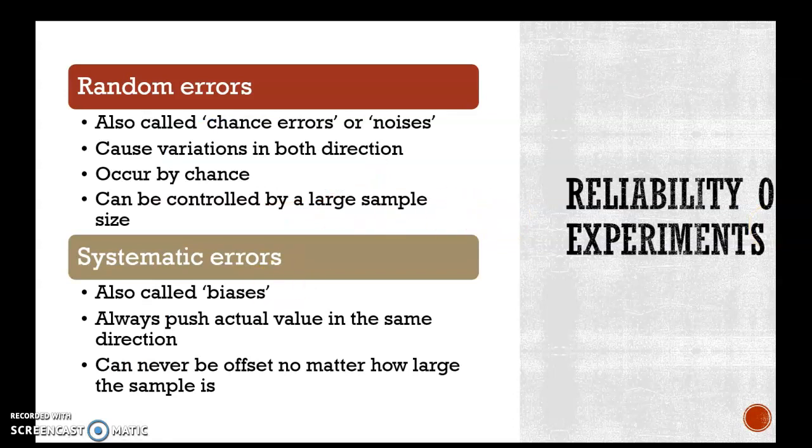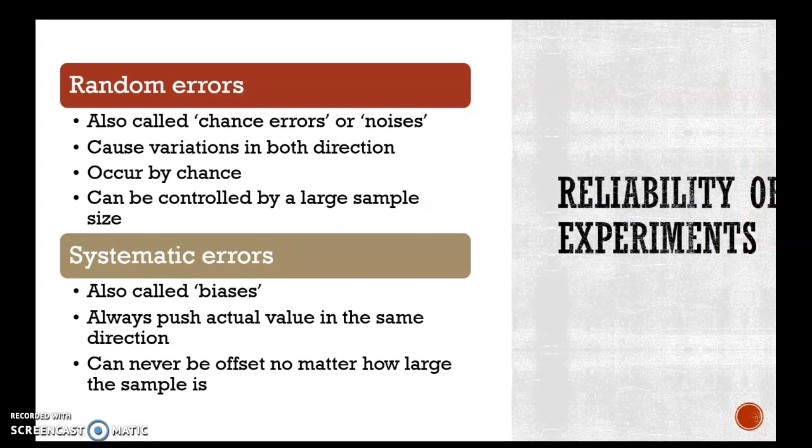Reliability of the experimental result. There are two types of error. One is random error, called chance or noise, and it causes variations in both directions. It could be that random error suddenly happens by chance.